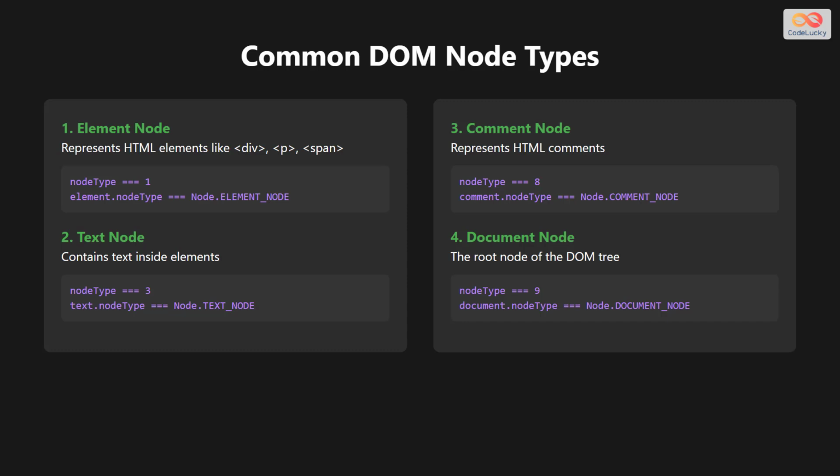Then there is the comment node. It represents HTML comments. The node type of a comment node is 8, which can also be accessed using the Node.COMMENT_NODE property. Finally, we have the document node, which is the root node of the entire DOM tree. Its node type is 9, and can be accessed using the Node.DOCUMENT_NODE property.